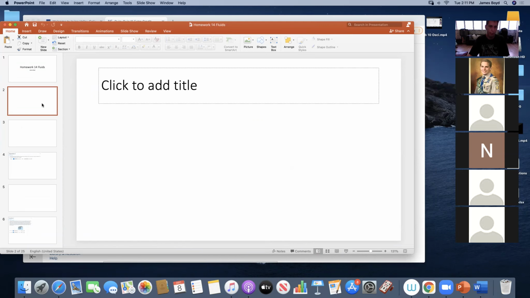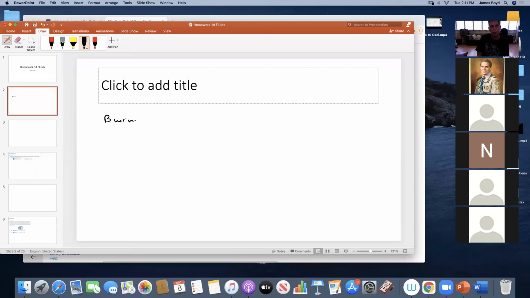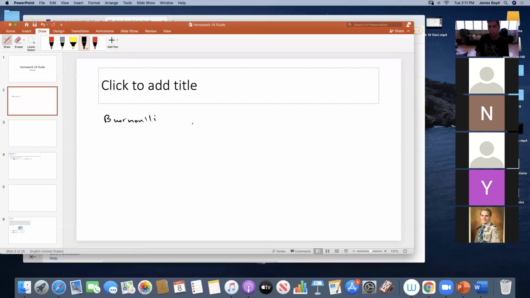Here's the thing. With fluids, the number one thing that I need you to know is Bernoulli's equation, and then buoyancy. So 2 things. There's an additional thing that we'll talk about in a minute. Bernoulli's equation says pressure 1 plus the density of the fluid times the velocity squared over 2 plus the density times g times height 1 is equal to the same thing at some other point: P2 plus rho v2 squared over 2 plus rho g h2.